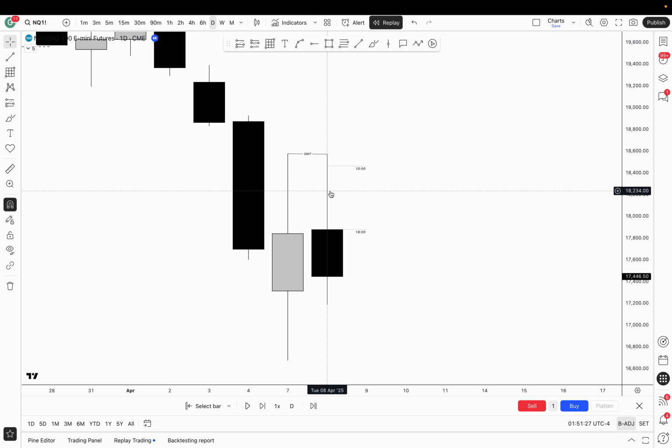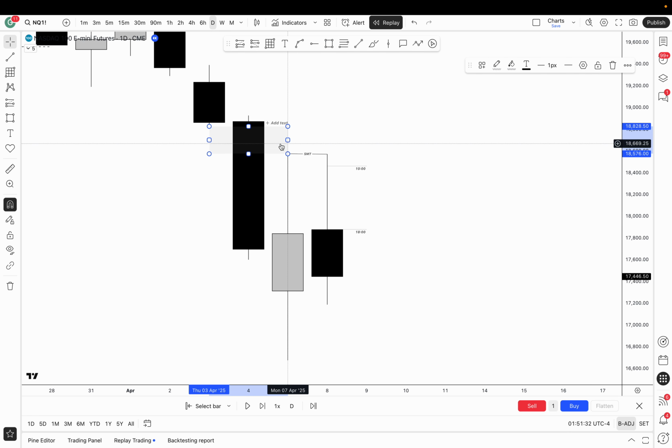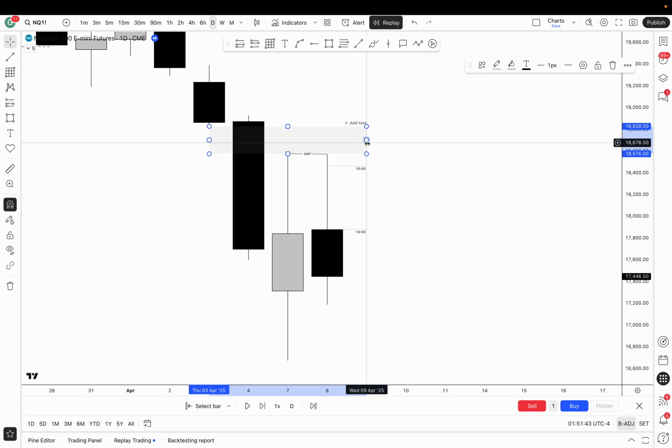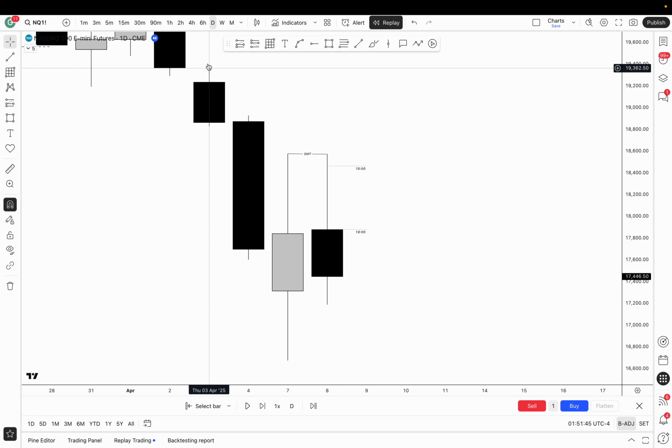But anyways, Tuesday, we create SMT with Monday's high here. So it's also SMT fill. SMT fill is simply basically just gap SMT, right? Where one asset trades into a gap, the other one doesn't. That's simply what it is. Pretty simple.